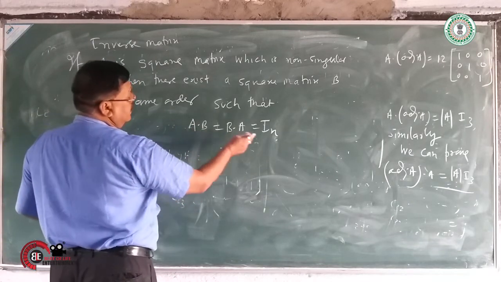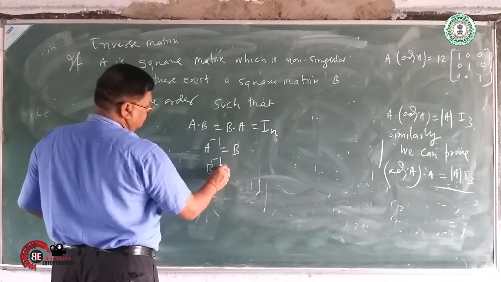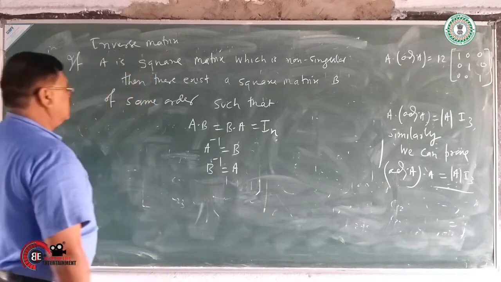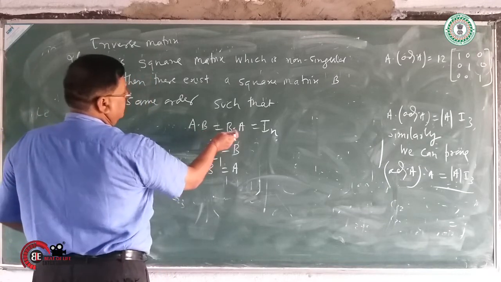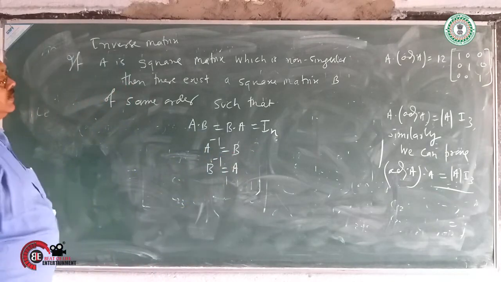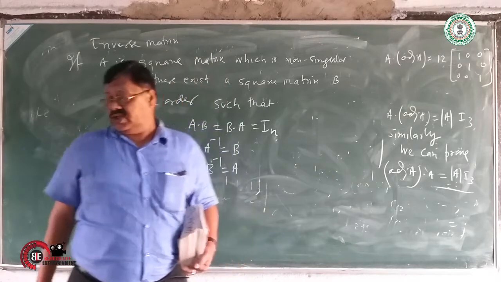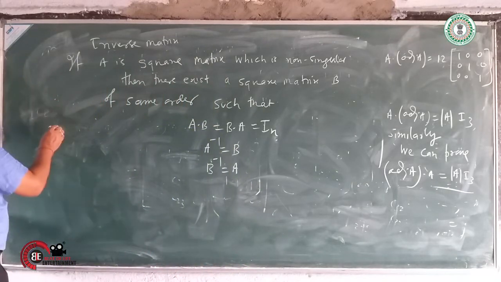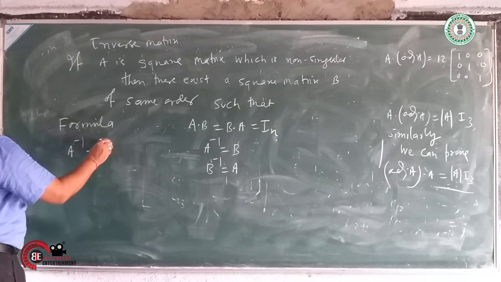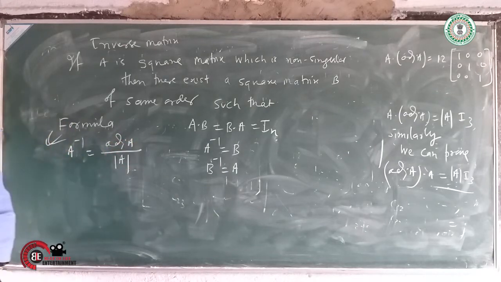If A into B is equal to I, then A inverse is equal to B and B inverse is equal to A. This is the concept of inverse matrix. As you know, if you want to find A inverse, the formula is A inverse is equal to adjoint A by determinant A. This is the formula to find A inverse.